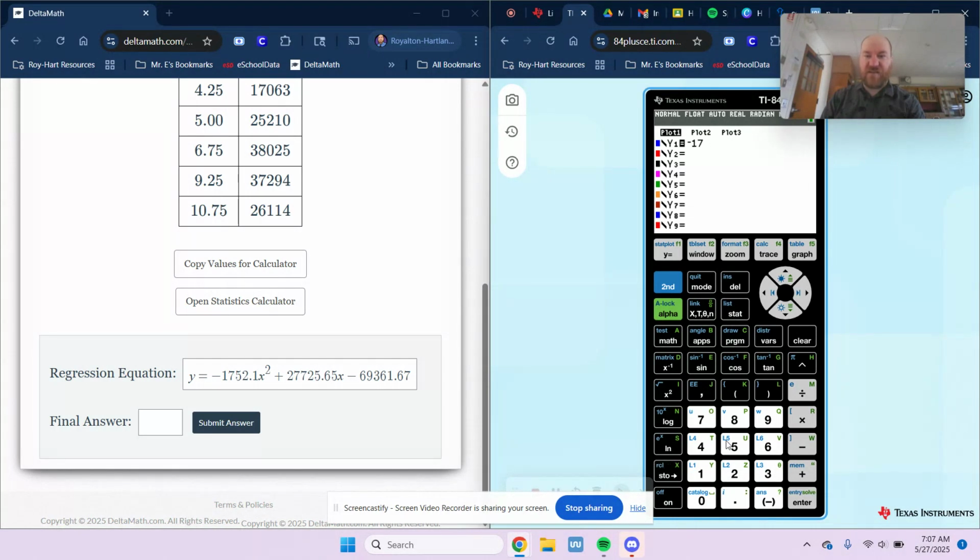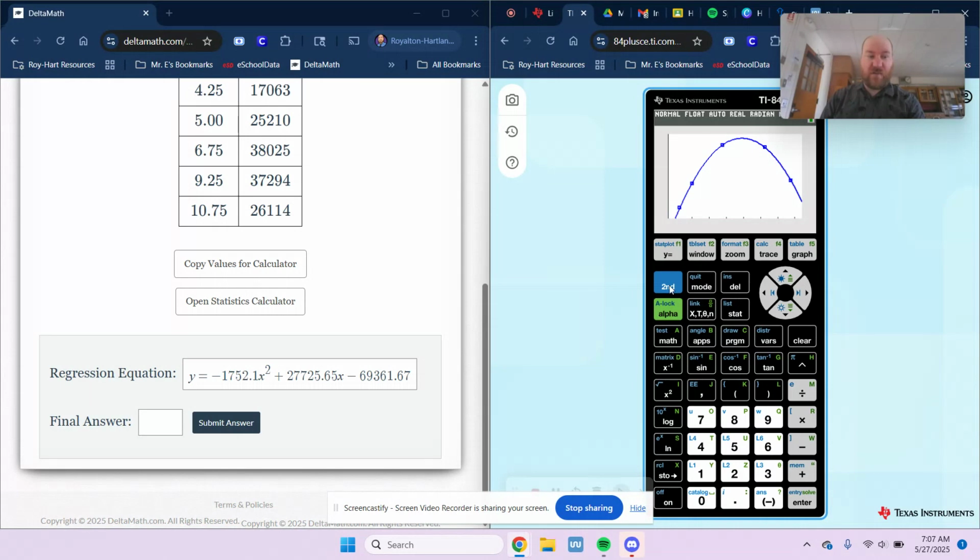Negative 1752.1 x squared plus 27725.65x minus 69361.67. Now, just because I'm curious, I'm going to hit the graph button. This equation, let's see how good it did at hitting all the dots. Look at that. It hit the dots pretty perfectly.